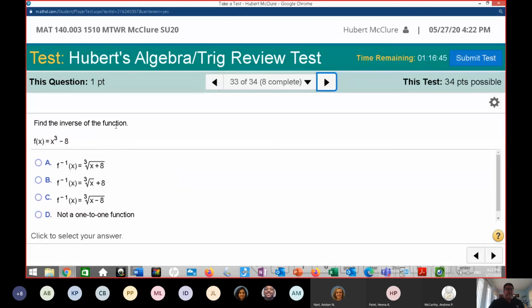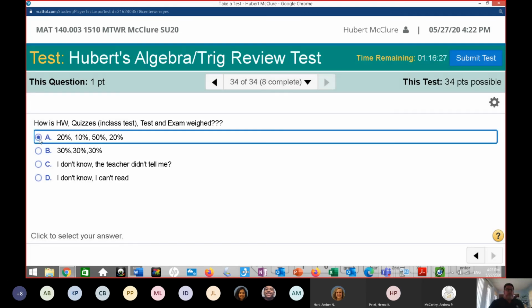Find the inverse of the function. Y is equal to x cubed minus 8. X is equal to y cubed minus 8. X plus 8, the cube root of x plus 8. Be A. And A. Because 30, 30, 30 doesn't equal what? Doesn't equal 100. All right, that's the review test.